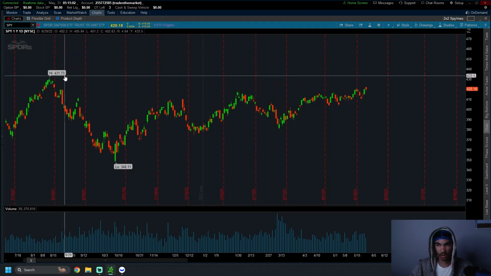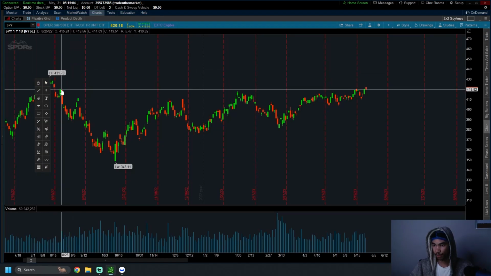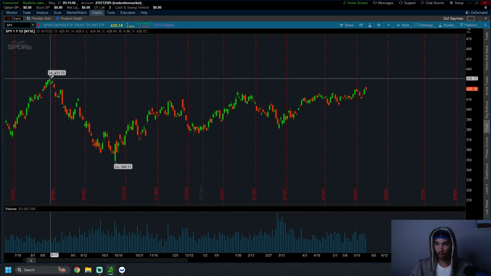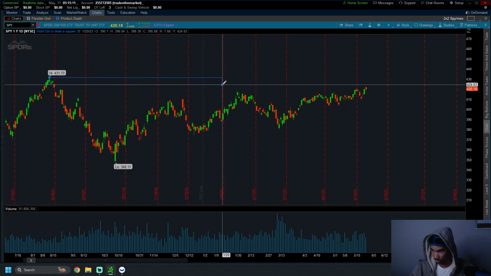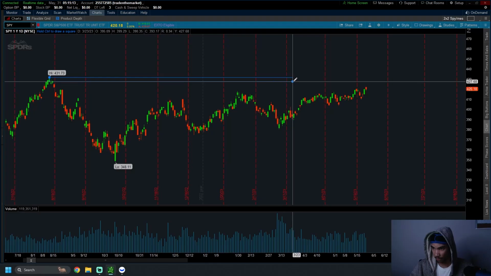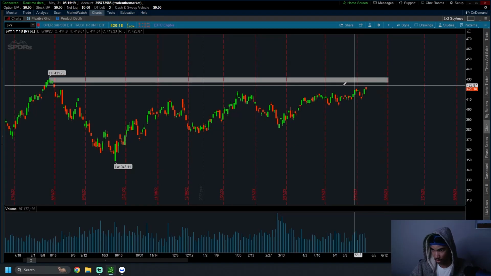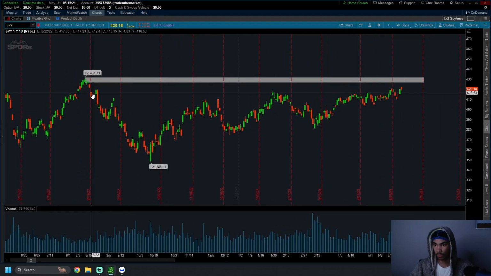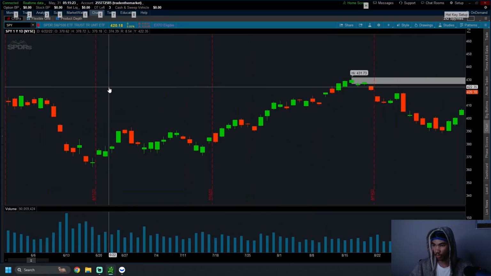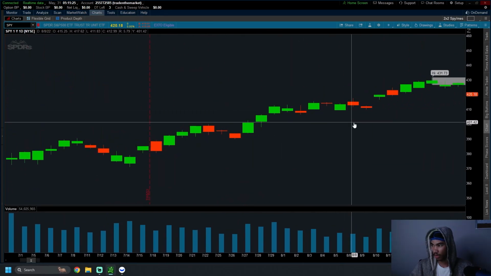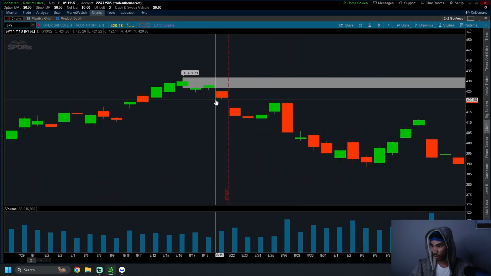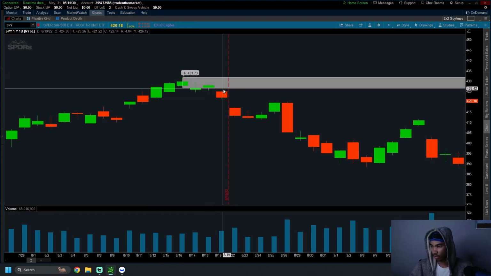We have this high here at 431.73. So what I'm going to do, I'm going to bring out my little rectangle tool. I'm going to draw a little zone using this very last candle that forms this high, right? We're just going to pull this over, and we're using the wicks of the candle, the upper wick and the lower wick of the candle, and that's going to be our supply zone, right?